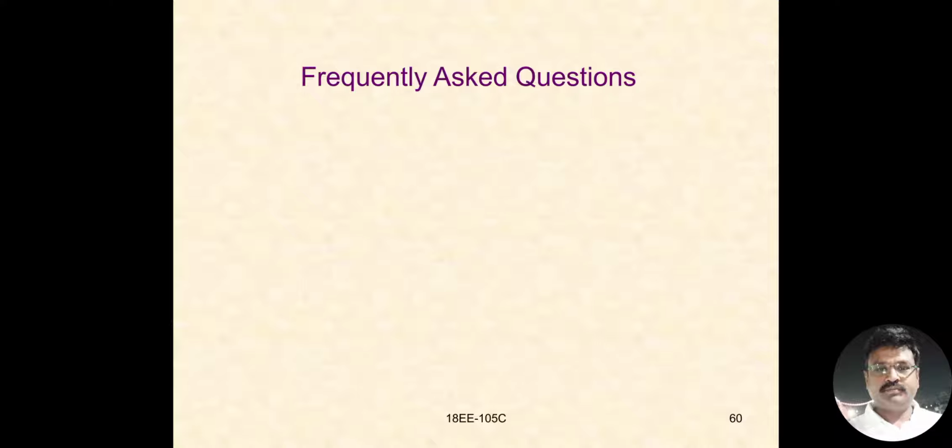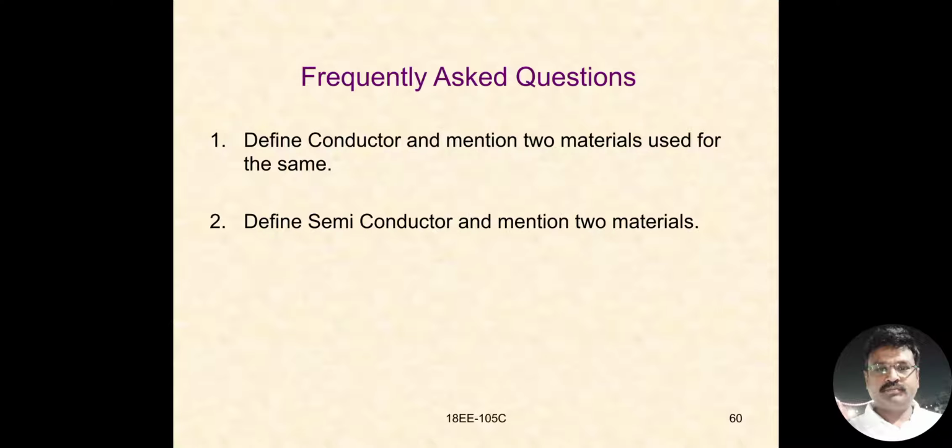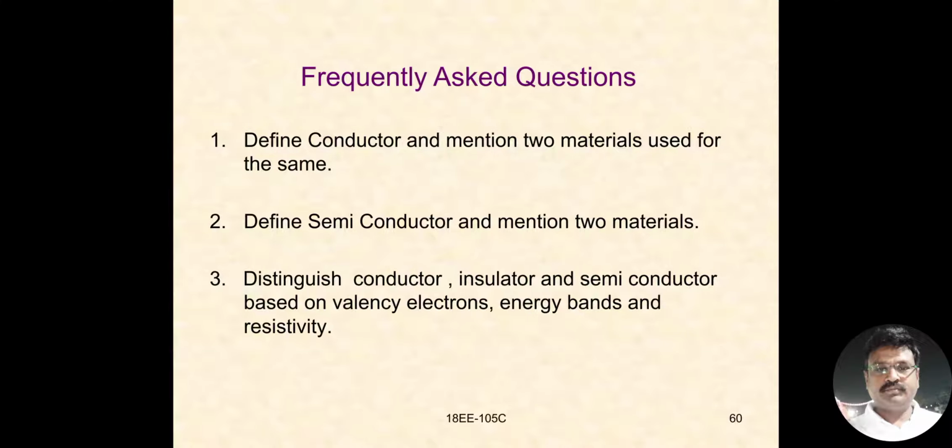Frequently asked questions from the topics we discussed in this slide. Define conductor and mention 2 materials used for the same, meaning 2 examples of conductors. Define semiconductors and mention 2 materials, meaning examples of 2 semiconductors. Distinguish conductor, insulator and semiconductor based on valence electrons, energy bands and resistivity.